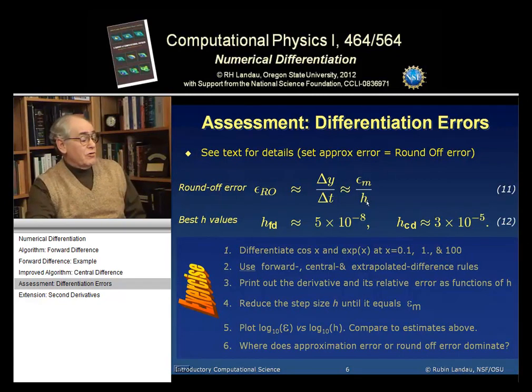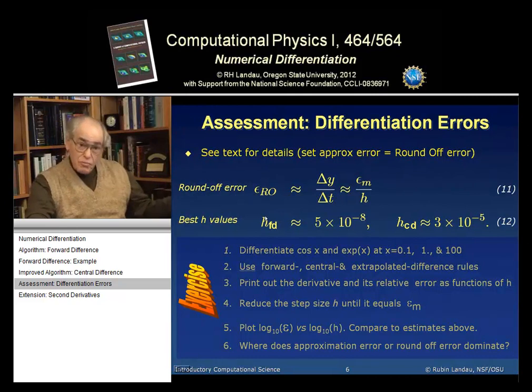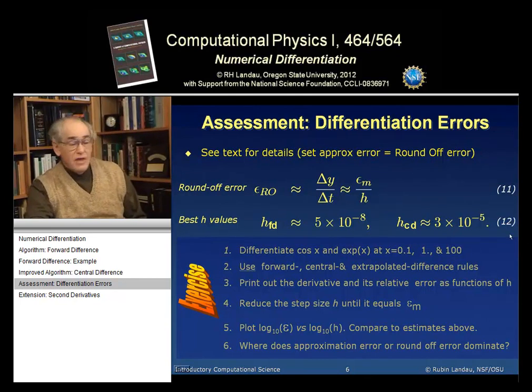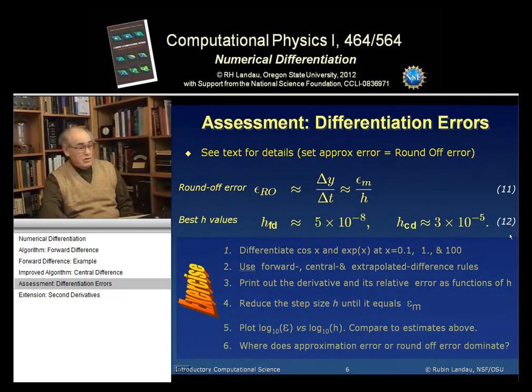So let me say that in other words. What we're trying to do is to say for each approximation, the forward difference, the FD, or the central difference, the CD, we want to determine what value of h, the step size, gives you the best approximation. And we do that by setting the round-off error, which here in equation 11 is always going to be something like machine precision divided by the step size, equal to the algorithmic error, which is proportional to h for the forward difference or proportional to h squared for the central difference. Okay? So when you do that, you get equation 12. And equation 12 is interesting, but it seems backwards.